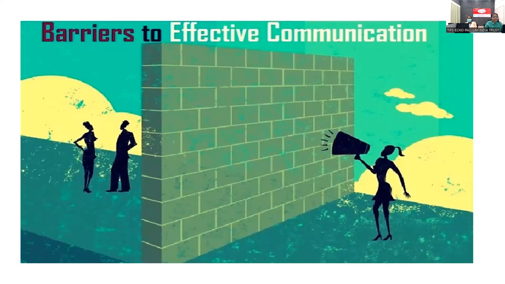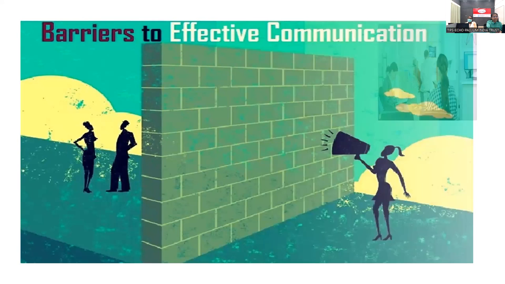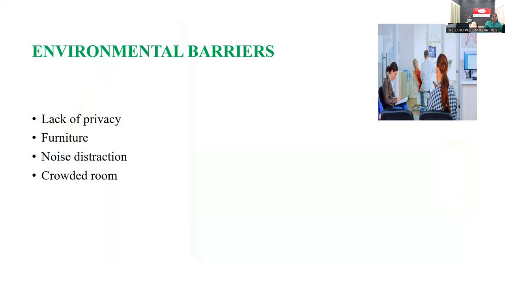So, barriers to effective communication. There are some barriers to effective communication. So what are the environmental barriers? Lack of privacy. Look at the picture. The doctor is there, the patient is there, some other persons are sitting closer nearby. Will a patient open up in such a situation to tell their problems?